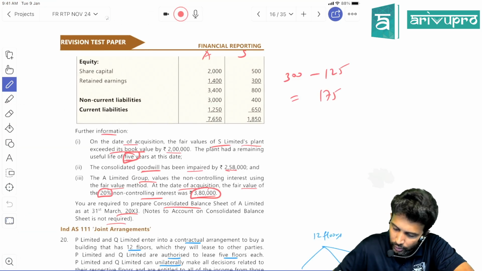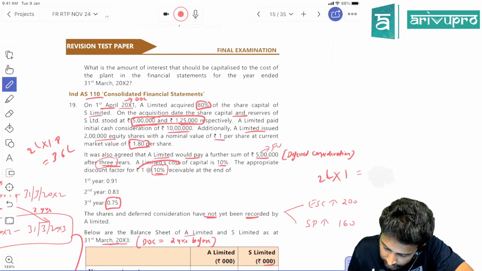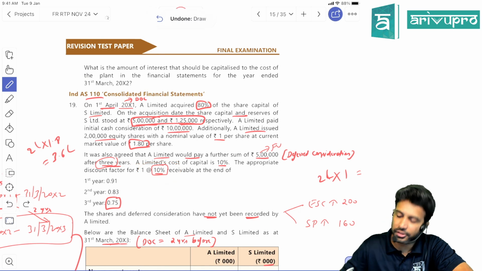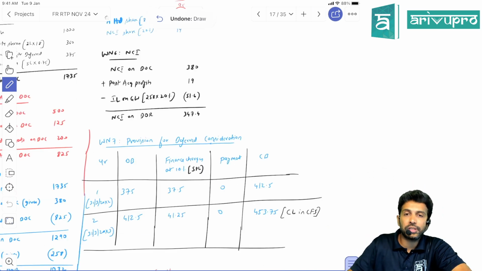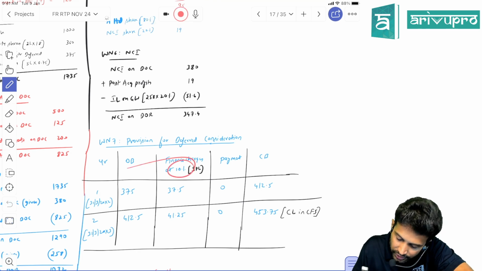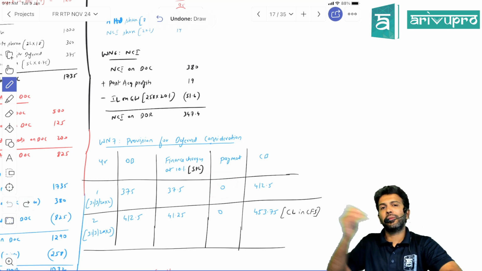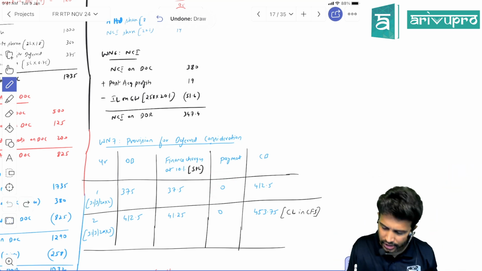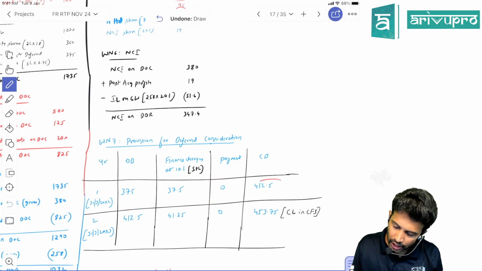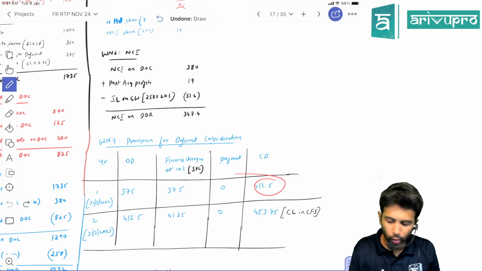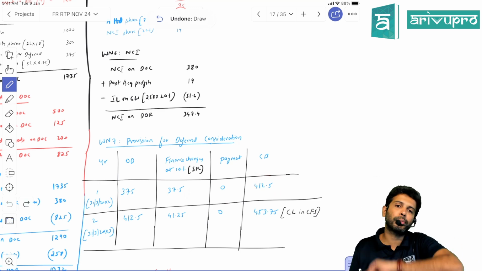What is the discount rate? They only gave the discount rate relevant for deferred consideration, which is 10%. So book the finance charges at 10% itself. And this finance charge goes off to SPL. And there is no payment because payment will be made only at the end of third year. First year no payment, second year also no payment. So how do you get closing balance? These two addition minus this. We'll get 412.5 as a closing balance of provision for deferred consideration.